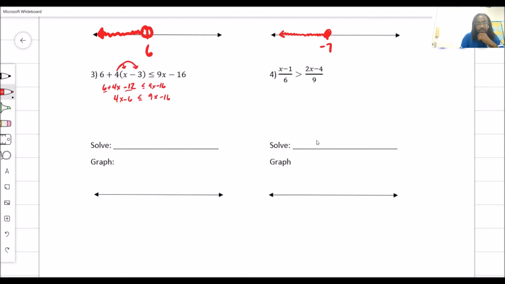I'm going to get my x positive, so I'm going to subtract 4x from both sides. 5x minus 16 is greater than or equal to negative 6. I'm going to add 16 to both sides. So I have 10 is less than or equal to 5x. Divide by 5. And so that gives me 2 and x. So I finish off with x is greater than or equal to 2. So at 2, it's going to be a closed circle, shade to the right.